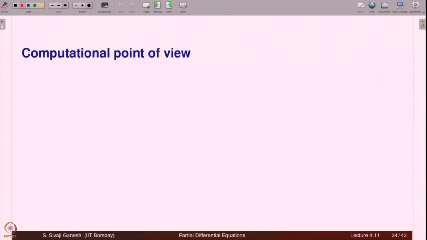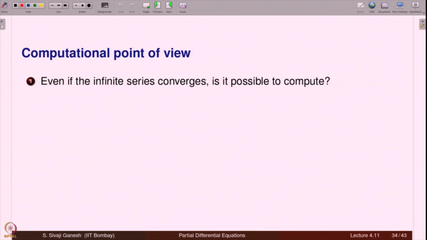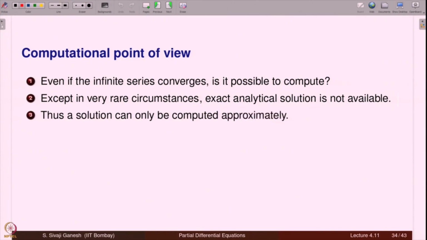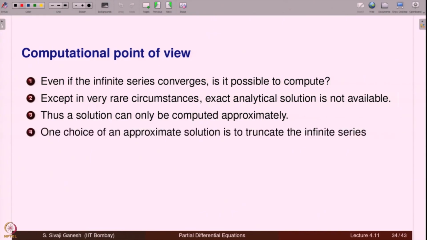Let us see from a computational point of view where the separation of variables method stands. Imagine the infinite series that we obtained as the formal solution that we proposed, and it converges. Is it possible to compute? Except in very rare circumstances, an exact analytical solution which can be easily computed is not available. Here we have an infinite series. Thus a solution can only be computed approximately, whatever may be the expression that you have for the solution; except in rarest of the rarest cases you cannot compute exactly.